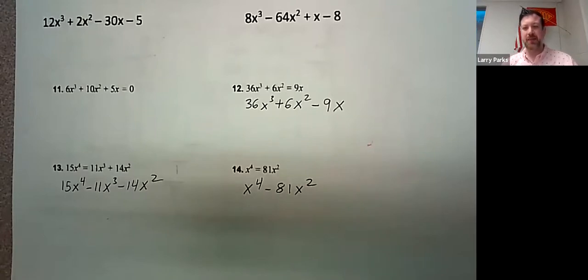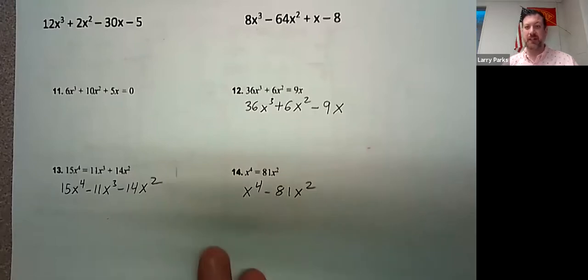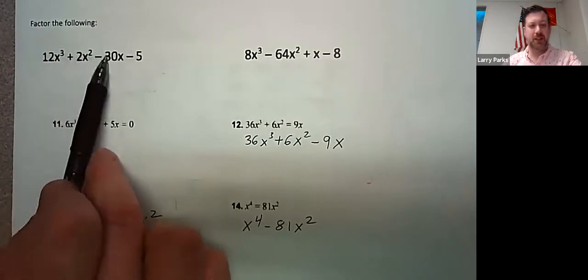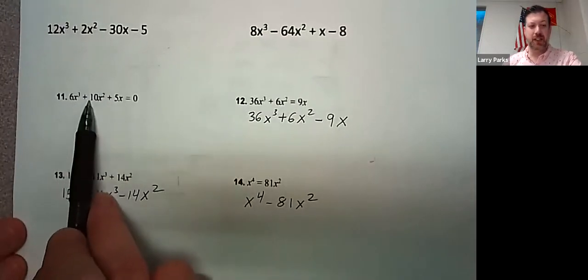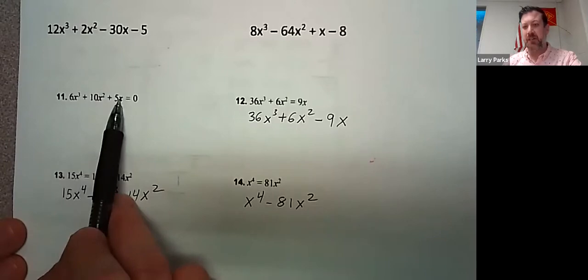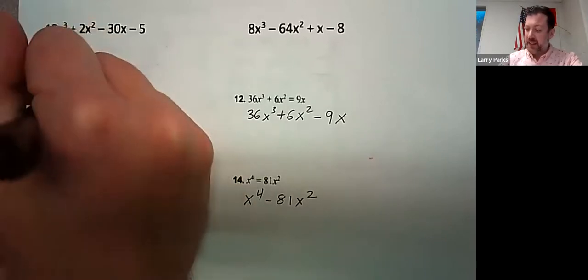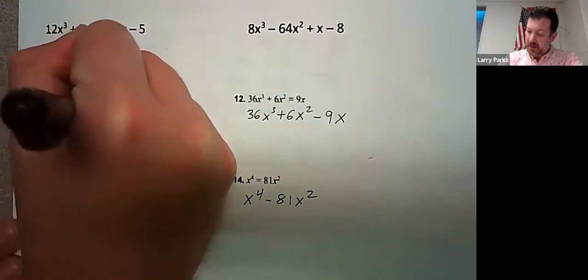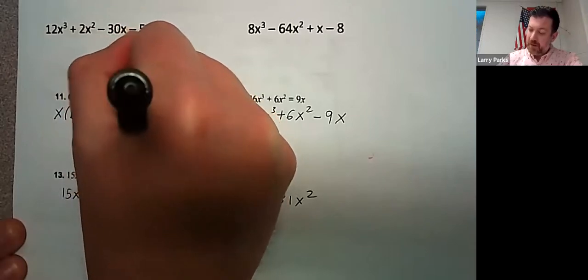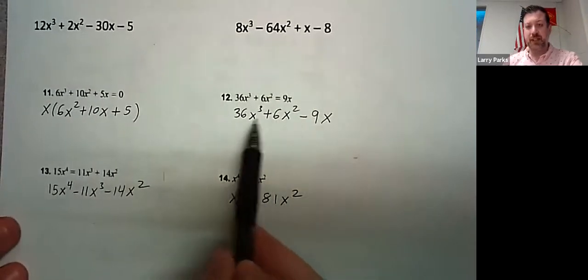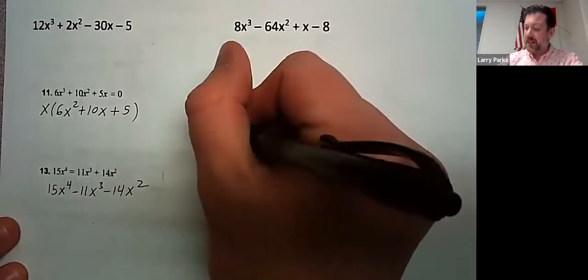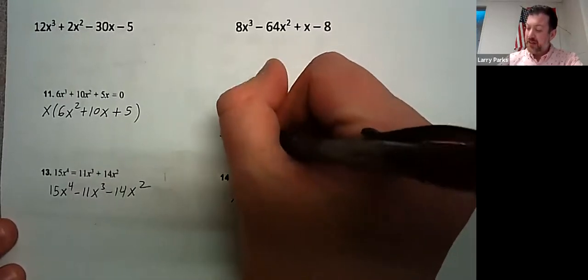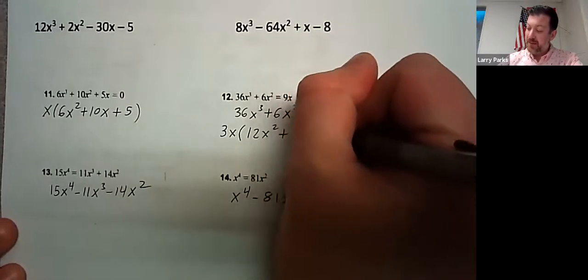Now from there, you should look for GCFs. So let's go through every problem. GCF in all of these? Nope. GCF in all of these? Nope. Here is there a GCF? Yeah. 6, 10, and 5 are all relatively prime, but they all have an x. So let's factor it out. Is there a GCF here? They all have an x. And 36, 6, and 9, the largest number that goes into 36, 6, and 9 is 3. So I'm going to take out a 3x, which leaves 12x squared plus 2x minus 3.